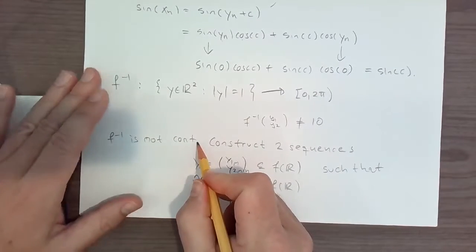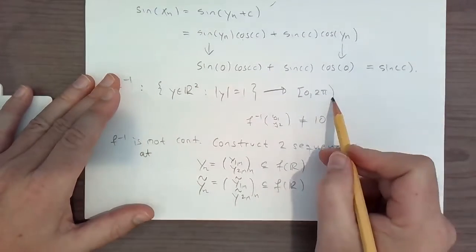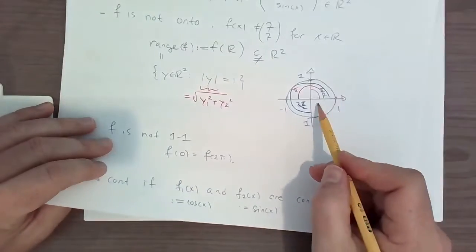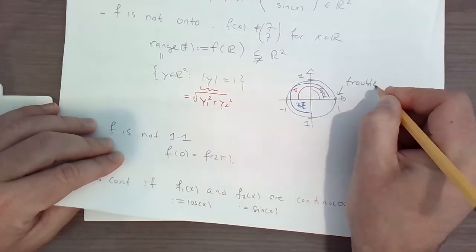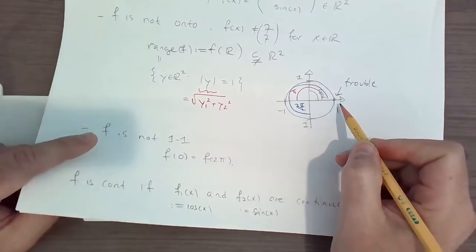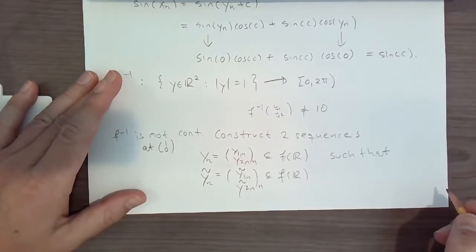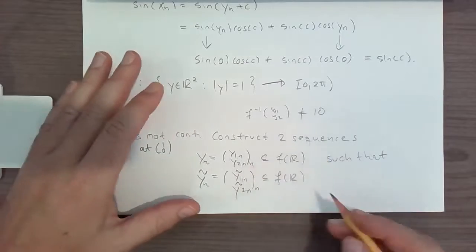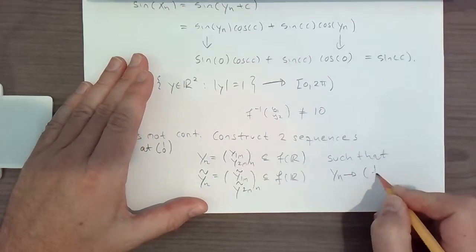it's not continuous, and the troublemaker is this one over here with 2 pi. On the picture, the troublemaker is this one here. This is where trouble is. That point is (1, 0). So it's not continuous here. So we're going to construct these two sequences such that y_n converges to (1, 0).